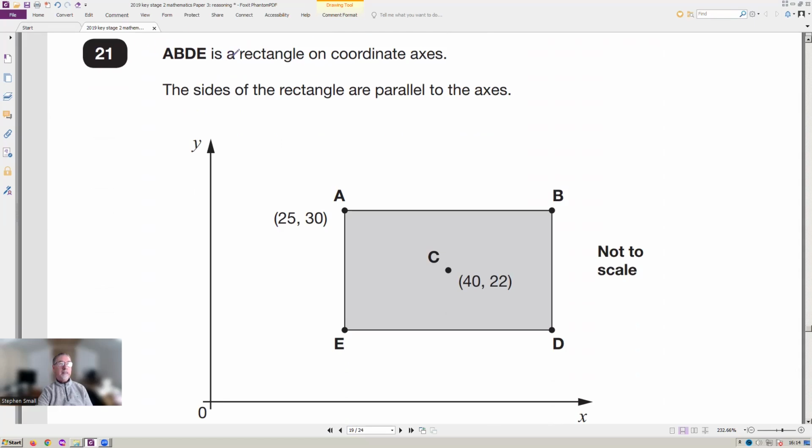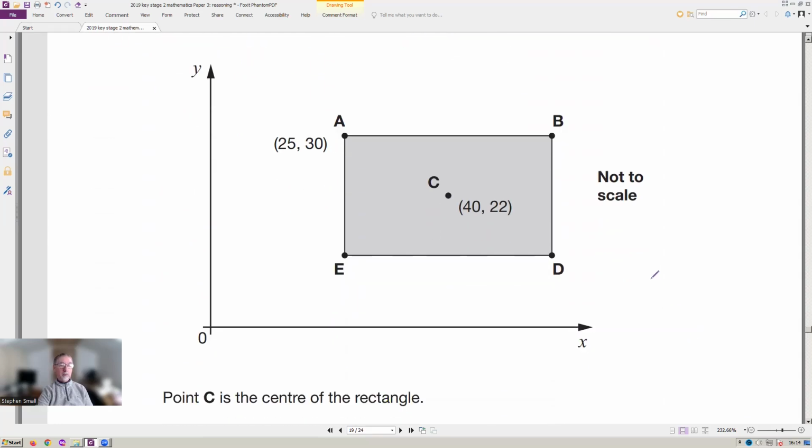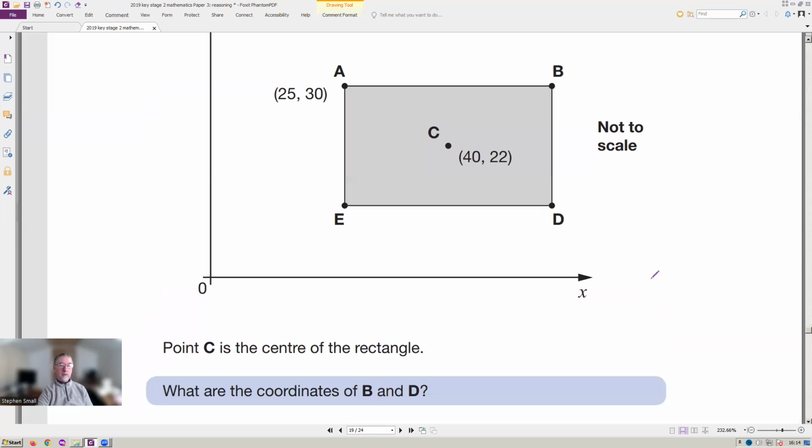21. ABDE is a rectangle on coordinate axes. These are coordinates, X and Y sort of thing. Cartesian coordinates. The sides of the rectangle are parallel to the axes. So that's vertical. This is horizontal. What's the question? Point C is the center of the rectangle. What are the coordinates of B and D? And we've got to put our answers in there, but I'll stick them up here so we can see.